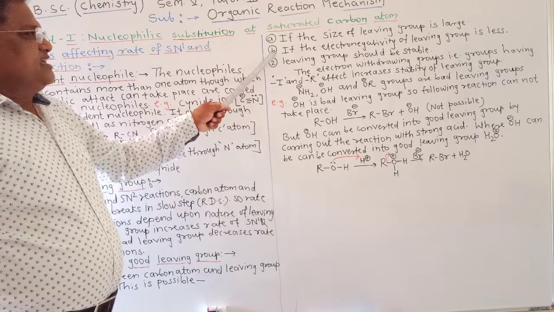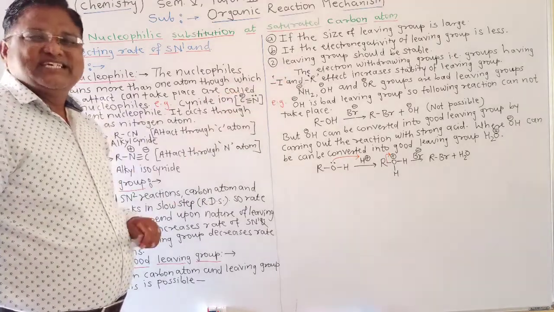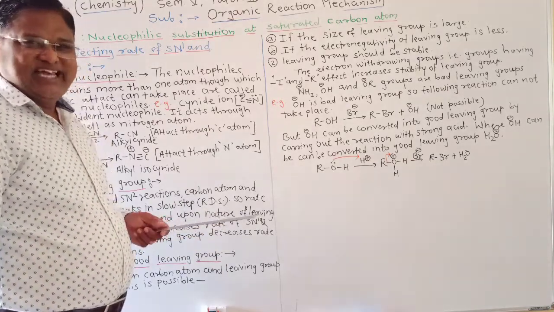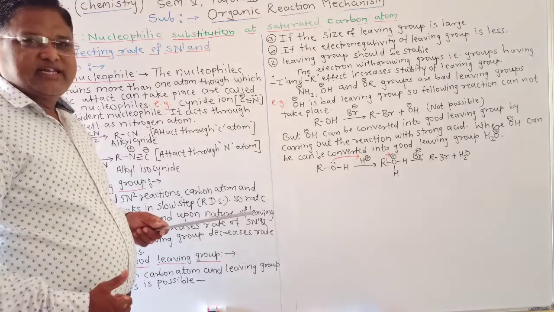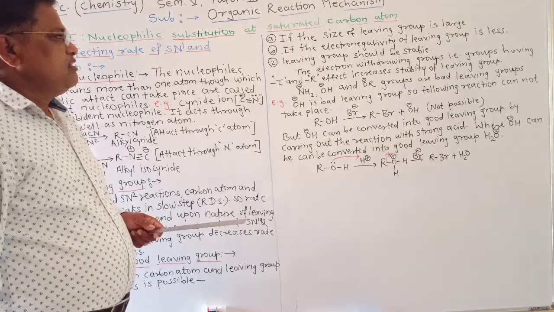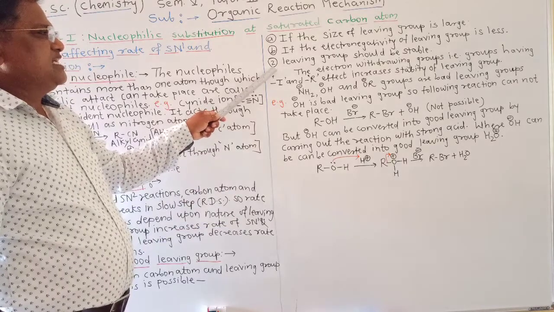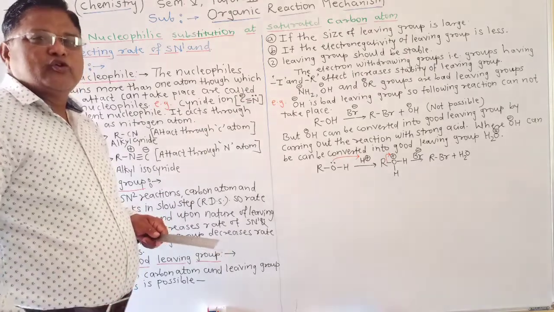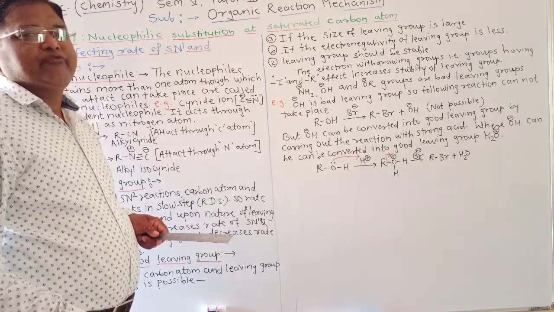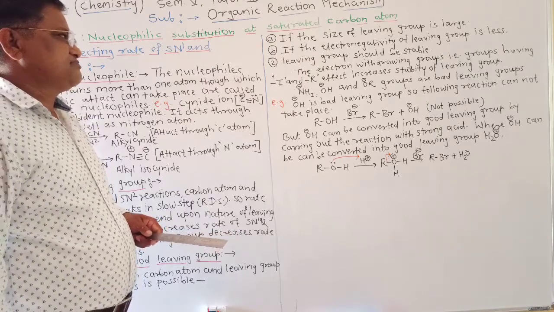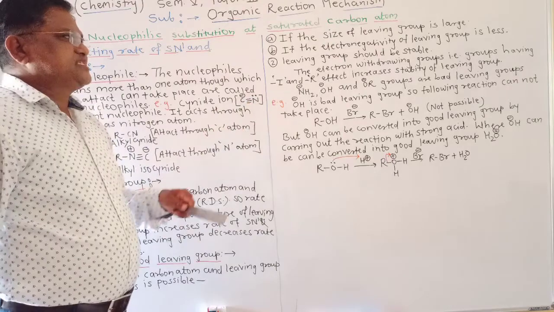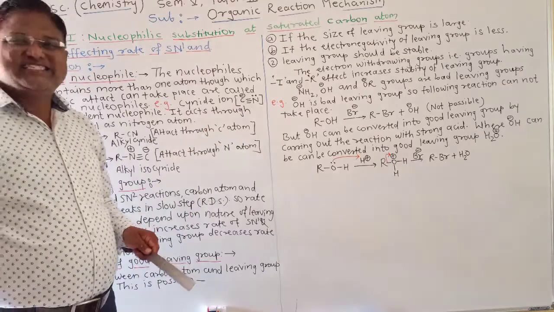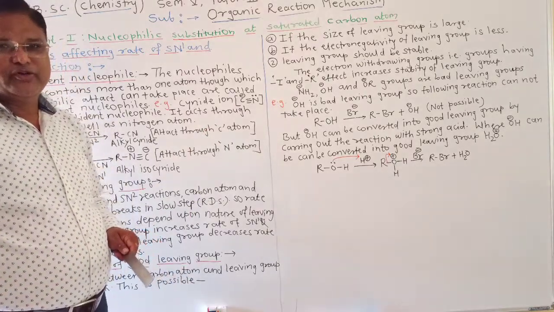Second thing, if the electronegativity of the leaving group is less, then the bond becomes less polar and weak. The second property of a good leaving group is that the leaving group should be stable. Means once the leaving group departs, it should not recombine with the carbon atom of the substrate. The electron withdrawing groups, that is groups having -I and -R effect, increase the stability of the leaving group.